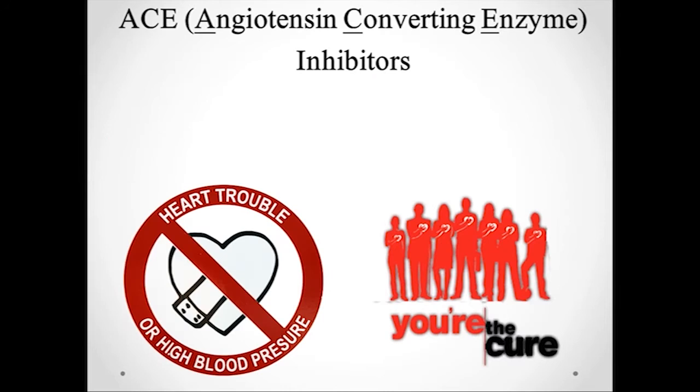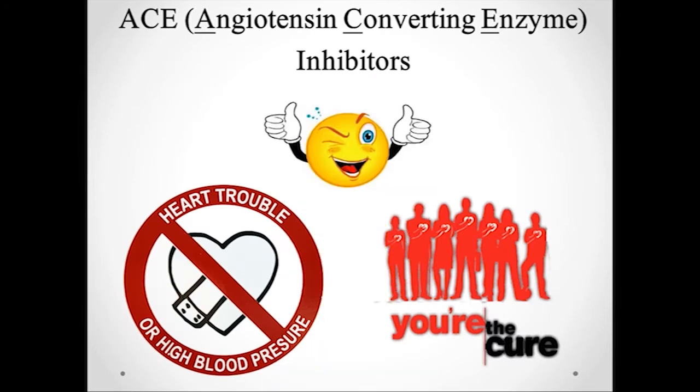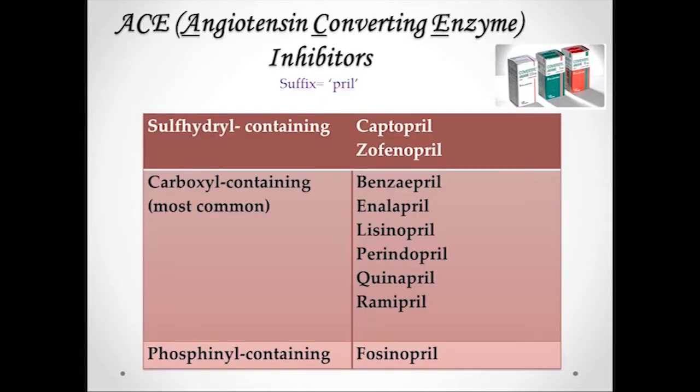ACE inhibitors are the most commonly prescribed antihypertensive drug for patients under 55 years old. It is also clinically used for treatment of cardiovascular diseases and diabetic and non-diabetic neuropathies. Several variations of ACE inhibitors are currently available in the market. There are three major classes of ACE inhibitors, which include sulfhydryl, carboxyl, and phosphinyl-containing drugs.